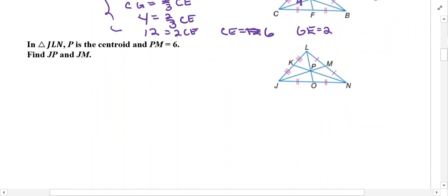In triangle JLN, P is a centroid, PM is 6. We want to find JP, and then the whole length of the median, JM. Well, if PM is 1/3, we know that JP is 2/3. So JP would be 2 times 6, so JP would have to be 12. If I add all of them together, 12 plus 6, that would make JM equal 18.